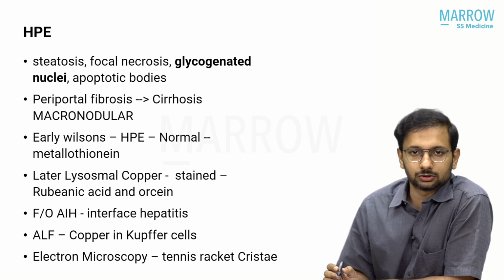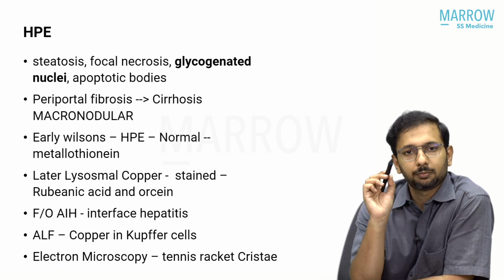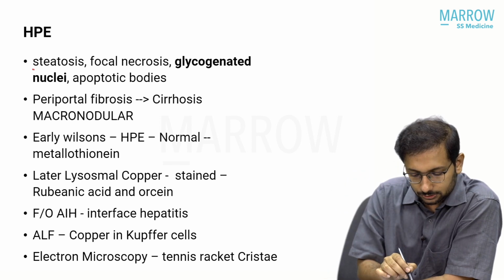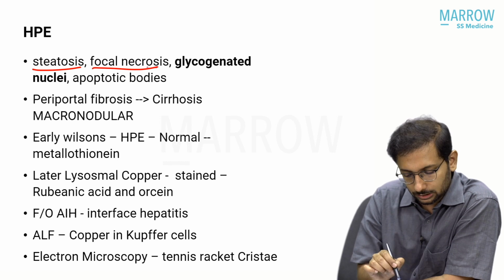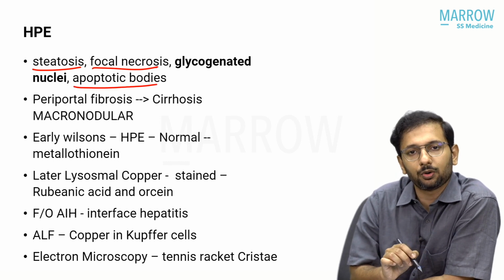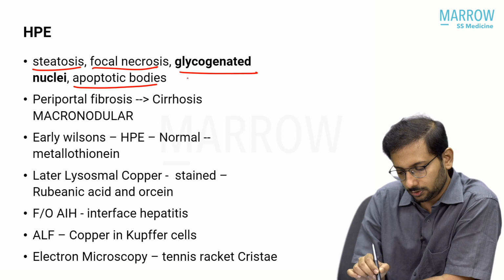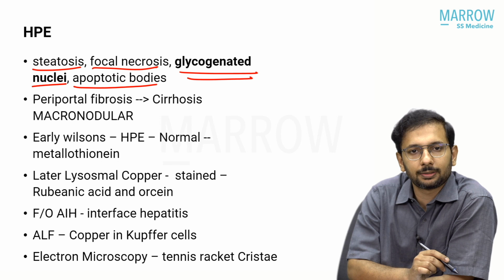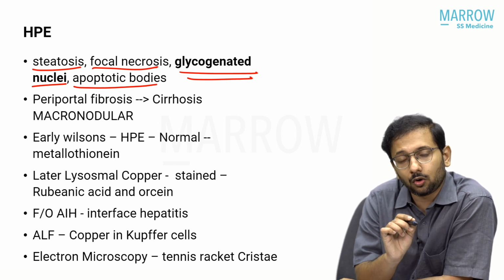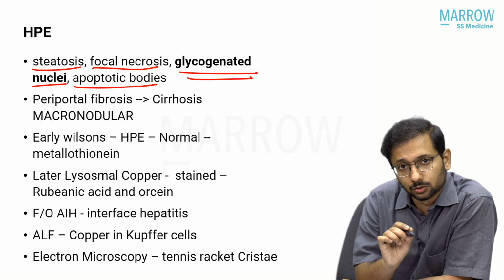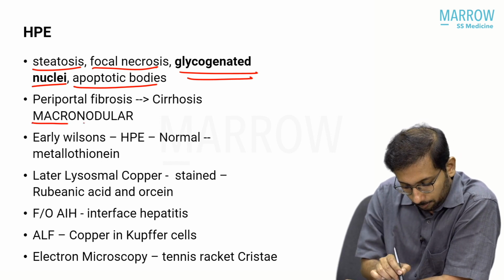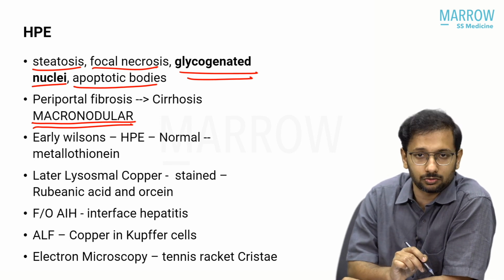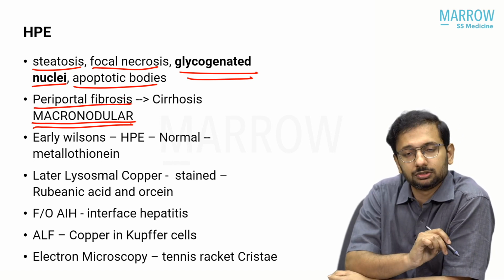Coming to the histopathology with respect to Wilson's disease, you can get multiple types of histopathological changes. Can start from steatosis, focal necrosis and apoptotic bodies. Along with that, one important finding you get is glycogenated nuclei. This glycogenated nuclei is kind of specific to Wilson's disease in the liver. With respect to fibrosis, it is almost always periportal, and the cirrhosis is macronodular. This is important: in hemochromatosis, you have got micronodular cirrhosis, whereas in Wilson's disease, you have got macronodular cirrhosis. And periportal fibrosis is important.